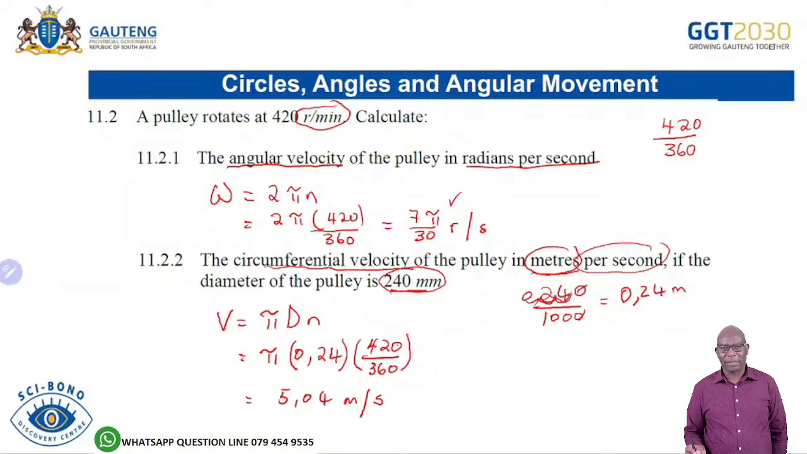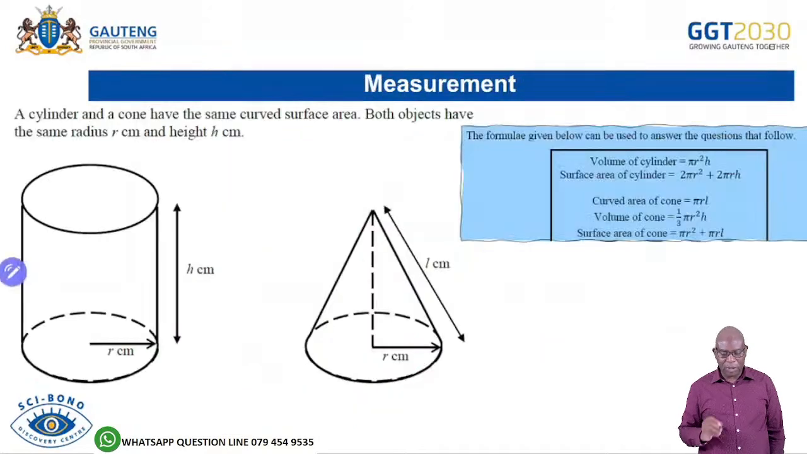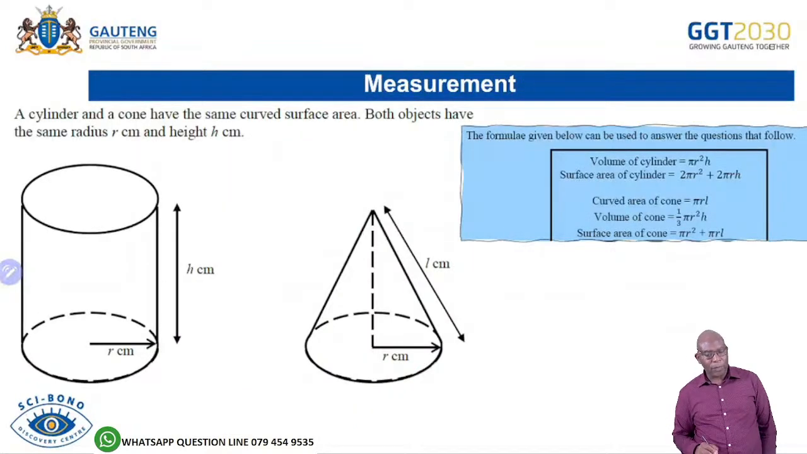Easy and straightforward. Please make sure that you read the question and see what they want. If they want it in meters per second and you're given millimeters, change it. If they give kilometers and you want meters, or seconds and minutes, change them. Please make sure that you change all those things. So please, these questions must not be left undone.